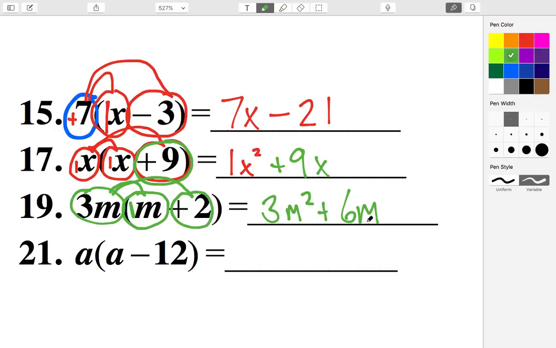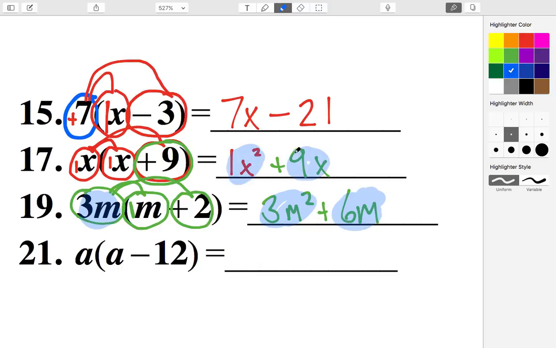Now if you notice, because we're going to have to go backwards, on all of these, you would be able to go backwards this way. What do they have in common? Well, they had a 3m in common. So 3m squared here and 6m, they have a 3m in common. 1x squared here, 9x here. What do they have in common? They have an x in common. No numbers but 1 in common. 7x here, negative 21. What do they have in common? A 7. Okay, so 7 can go into 7 one time. 7 can go into 21 3 times. You can go backwards on all of these.